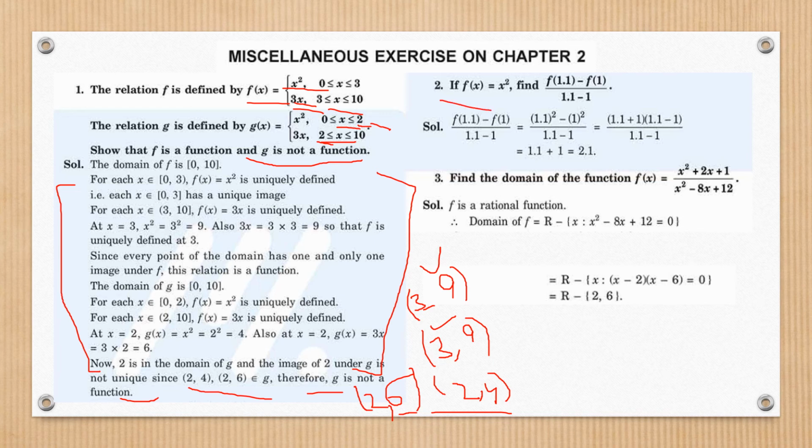Number 2: f(x) is x square. Find f(1.1) minus f(1) upon 1.1 minus 1. So f(1.1) is 1.1 whole square, and f(1) is 1 square, upon 1.1 minus 1, and it gives you 2.1.